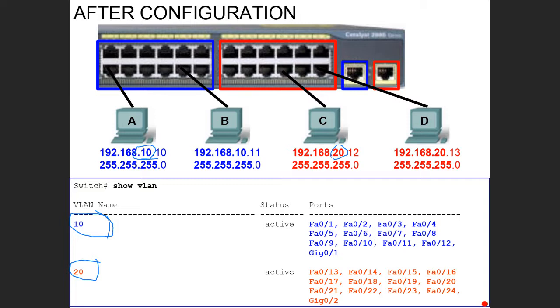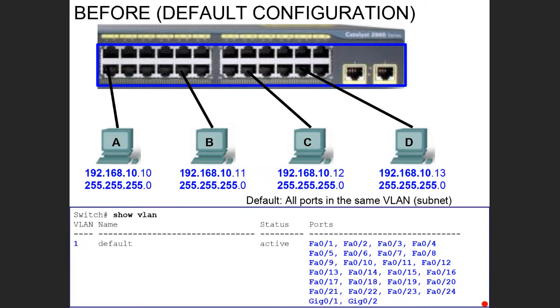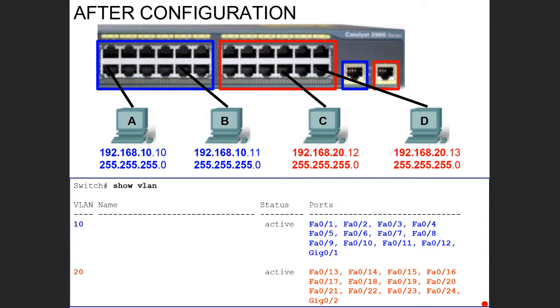So when we do this new command show VLAN, it shows us that now, remember before, they were all in the number 1 VLAN. By default, that's what they are. But now we've reconfigured the switch. So half the ports are in VLAN 10, half the ports are in VLAN 20.